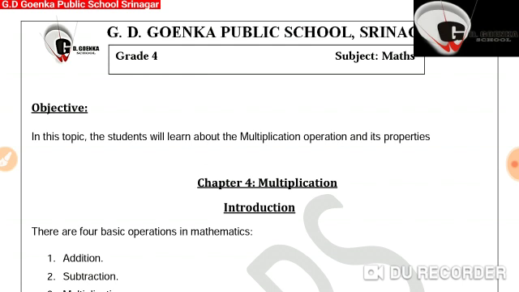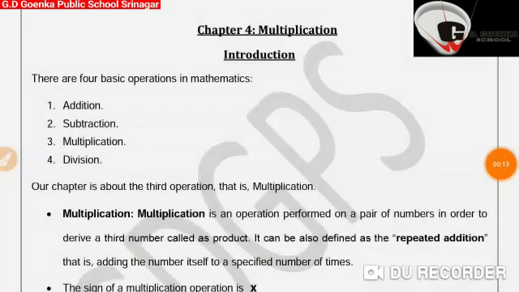The objective of this topic is to make you able to learn about the multiplication operation and its properties. We'll start with the introduction. In mathematics, we already know there are four basic operations, that is addition, subtraction, multiplication, and division. We have already studied about addition and subtraction operation. In this chapter, we'll study about the third operation, that is multiplication.